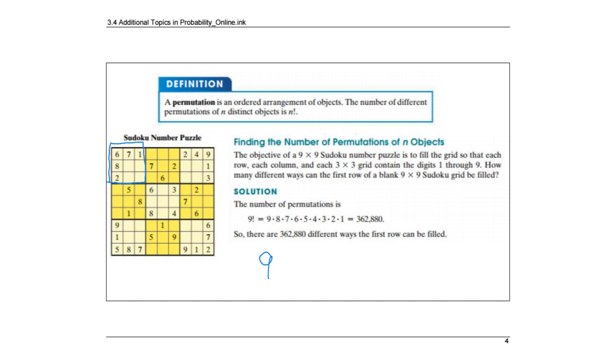But once we pick a number, now we only have 8 choices. Once we pick that number, we only have 7 choices and so on. But instead of putting all of this in our calculator, 9 times 8 times 7 times 6, we can just put 9 factorial. In the calculator, it'll do it for you. Look at that. It's 362,880 different ways. That's why Sudoku is so frustrating.